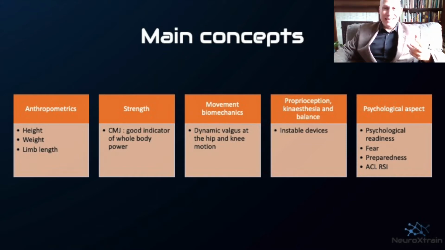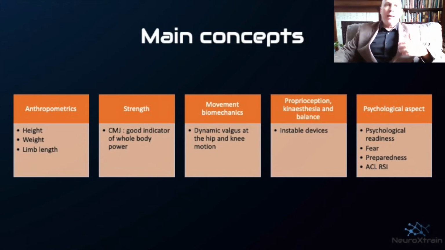So what we know for the ACL is that valgus, that dynamic valgus motion of the hip and the knee, the caving in toward the midline, is a good risk stratification variable. So we incorporate that into our measures. And then some measure of proprioception, kinesthesia, balance should be incorporated. Something like an unstable device or platform that can measure sway can give us a predictor in the range of R of 0.4 or better.